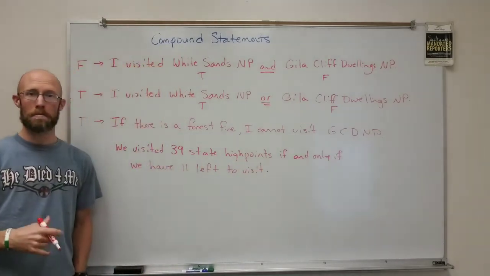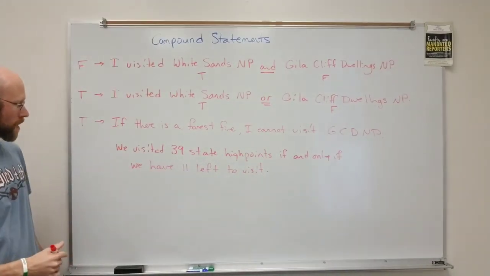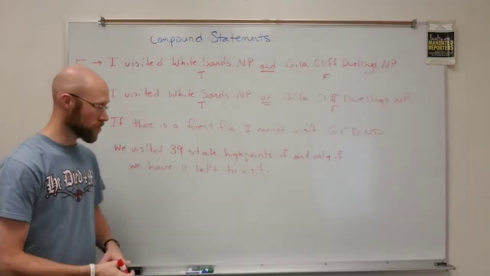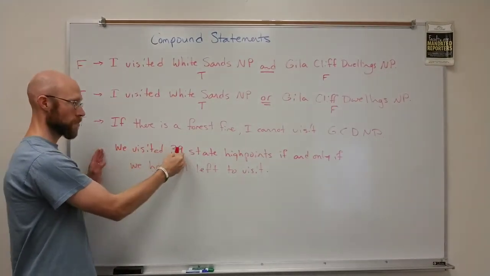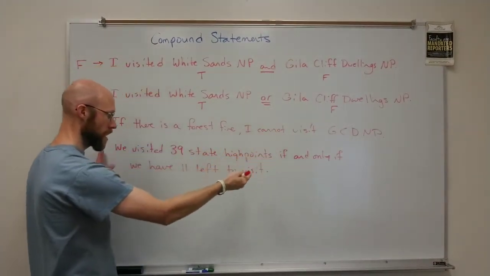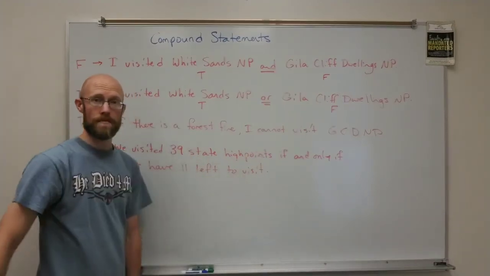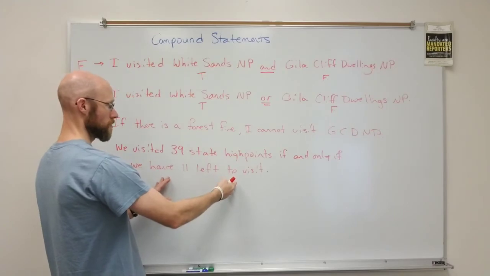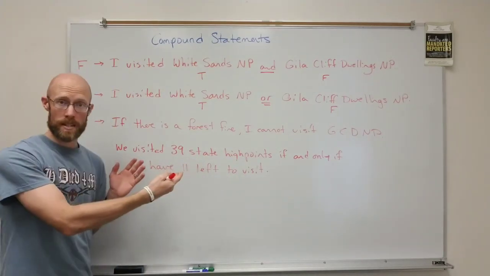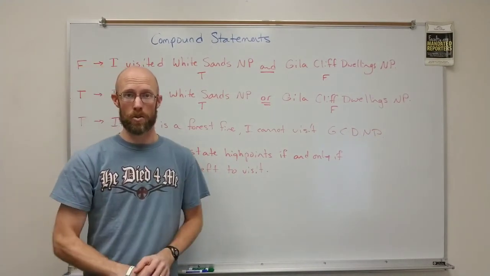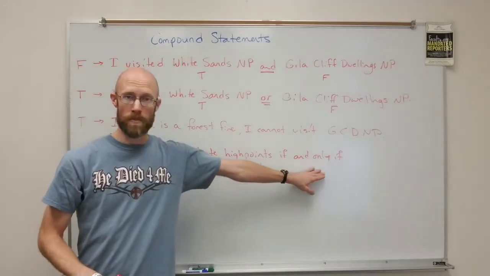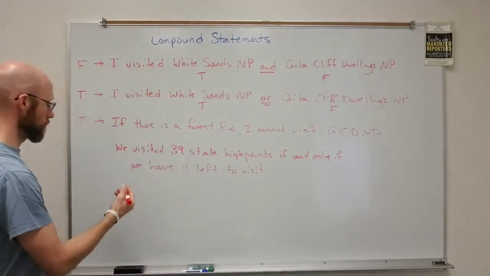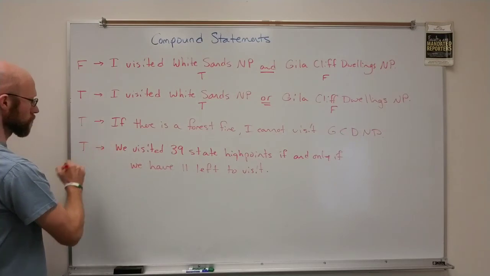Okay, that would be a biconditional statement, because I could rephrase that and say, if we visited 39 state high points, then we have 11 left to visit. And I could also say, if we have 11 left to visit, then we have visited 39 state high points. Both directions are true. Okay, so that makes this a valid biconditional statement. And it is true for my wife and I.